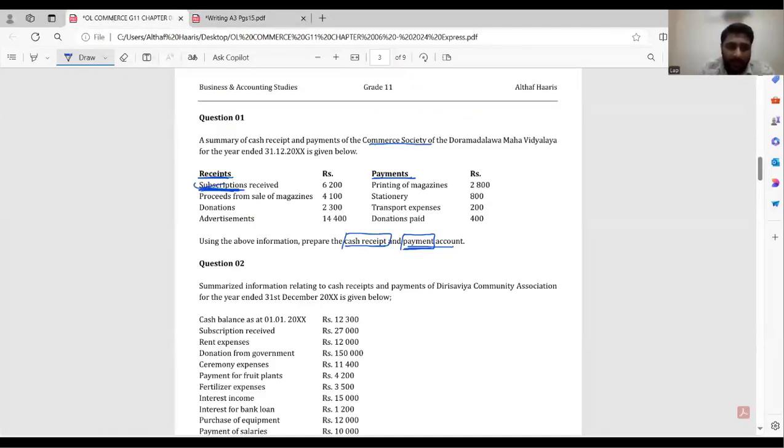Then next you have proceeds from sales of magazines. In certain societies, they will print magazines. Let's assume in commerce societies, they will print a magazine, maybe about items connected with commerce. What are the new trends in the business world? So they will print a magazine and they will sell it. This is the money. Proceeds means cash receipts.